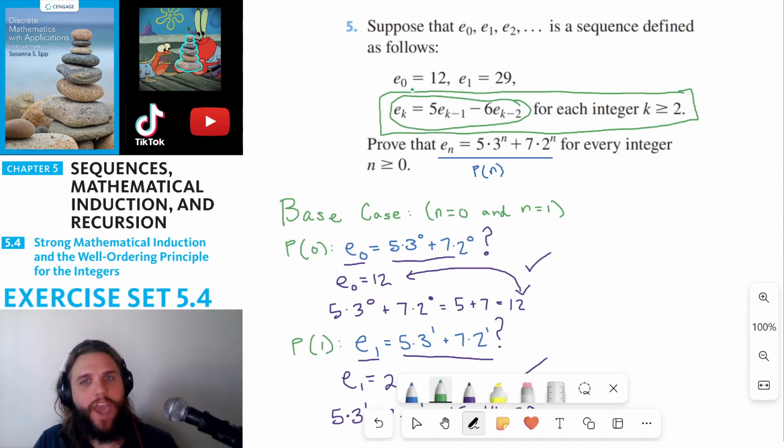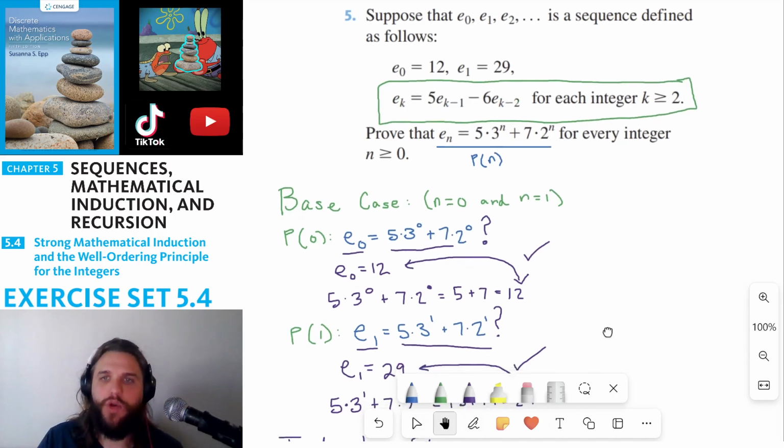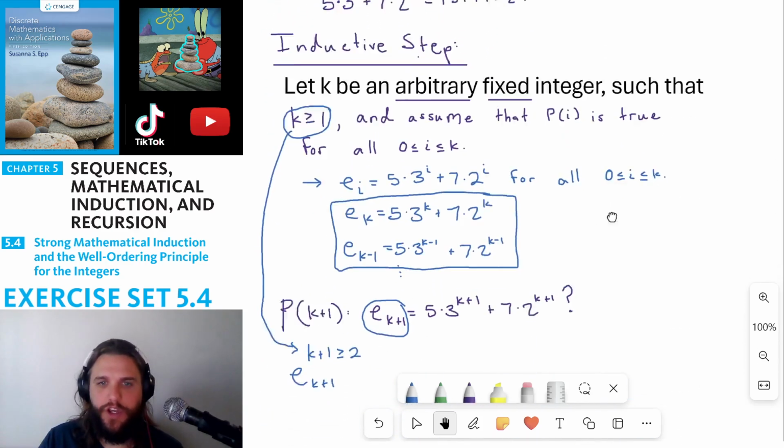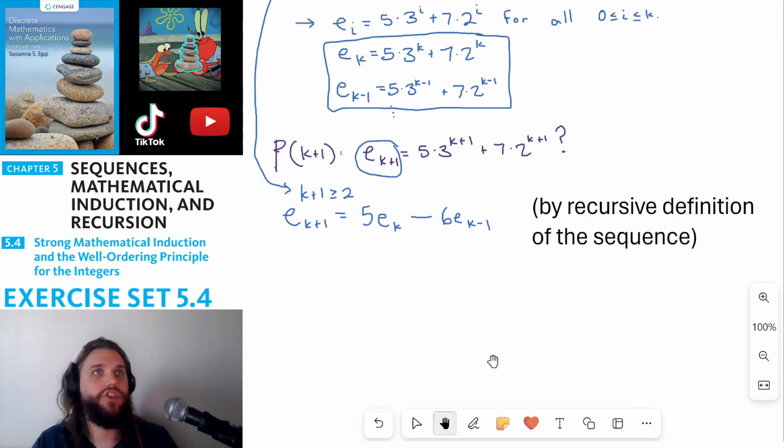To do that, though, we have to shift this index from k to k plus 1, which means we need to also shift this index from k minus 1 to k, and we need to shift this index from k minus 2 to k minus 1. So let me show you how to apply this recurrence relation to E sub k plus 1. This would give us E sub k plus 1 equals 5 times E sub k minus 6 times E sub k minus 1. And this is true by the recursive definition of the sequence.